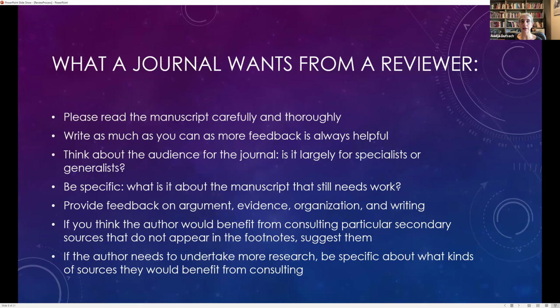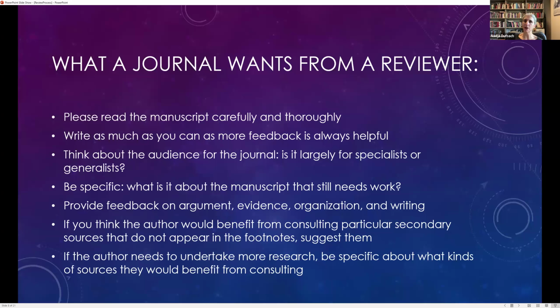Even if it's an accept and you think this is great, you need to tell us why. So you need to be specific, and that's going to take a little bit more time, but we don't necessarily need 11 pages. So we need a few paragraphs, we need specifics, and we need some sense, again, of whether we're a generalist journal.